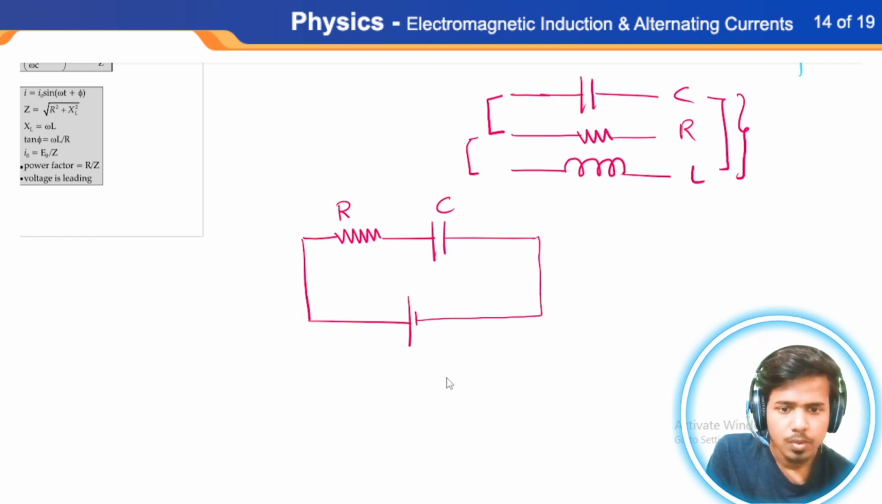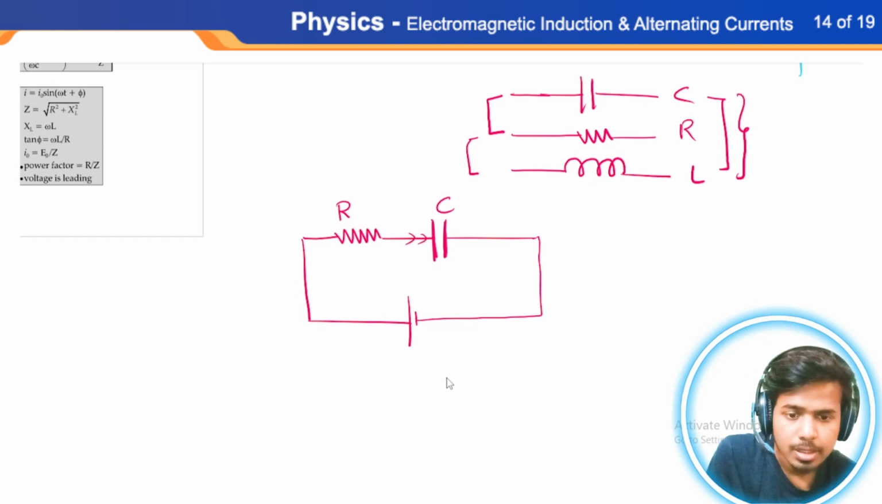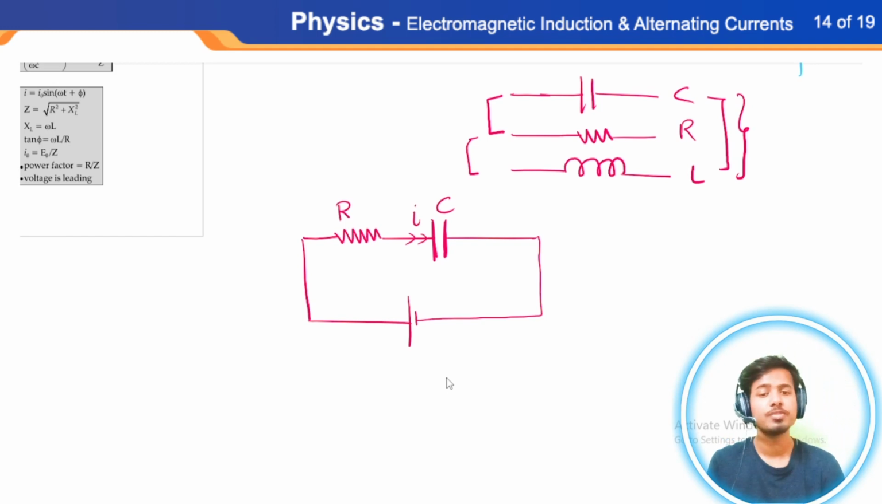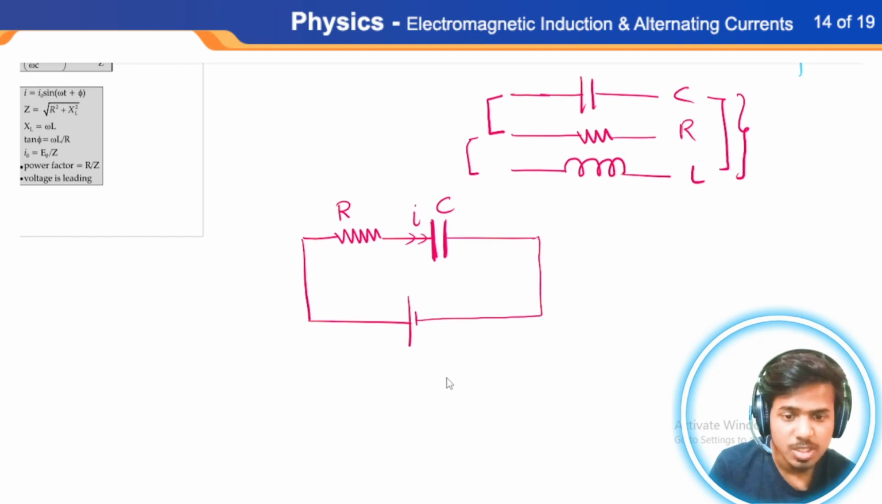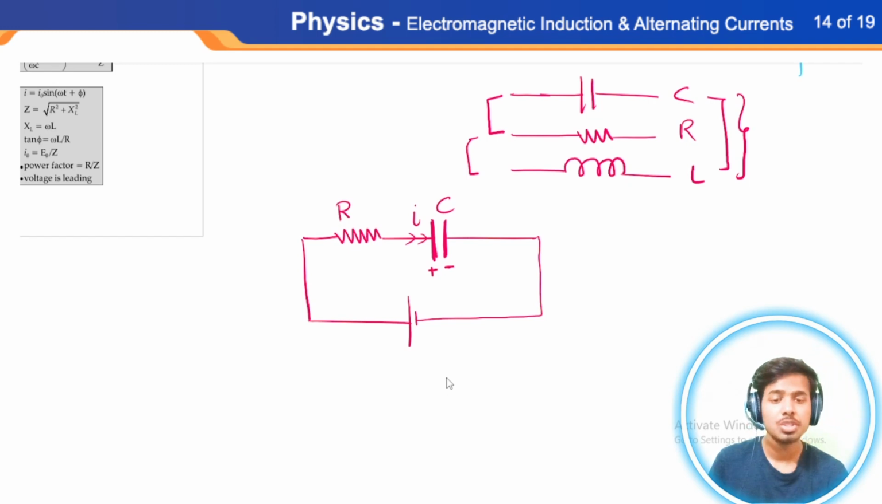Now, what happens is, initially the capacitor acts like no resistance. It helps in the conduction of electricity and current passes through it. But you know what is the function of a capacitor? It stores charge, and after certain time, this wall of the capacitor will store some positive charge, and this one a negative.